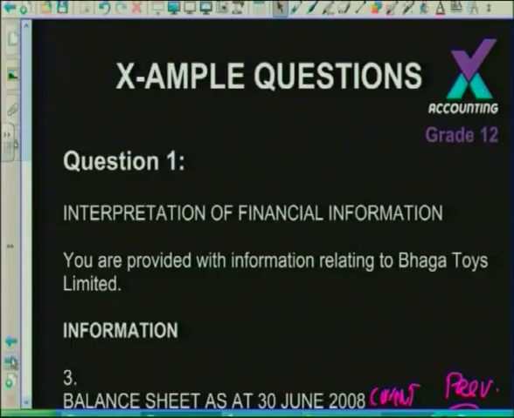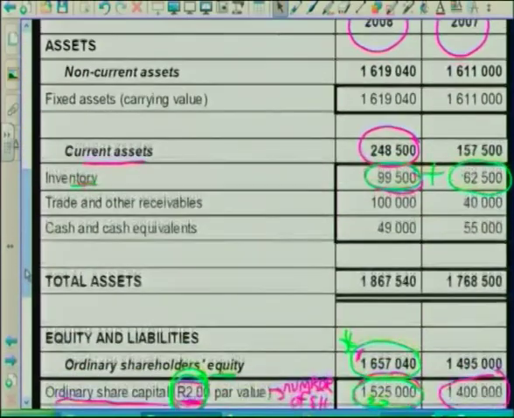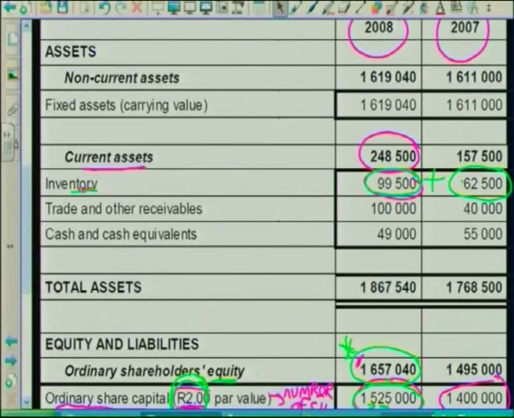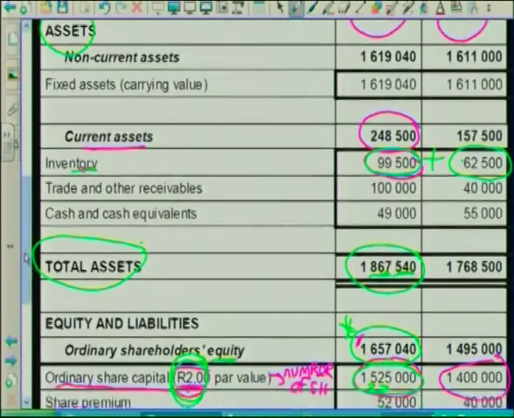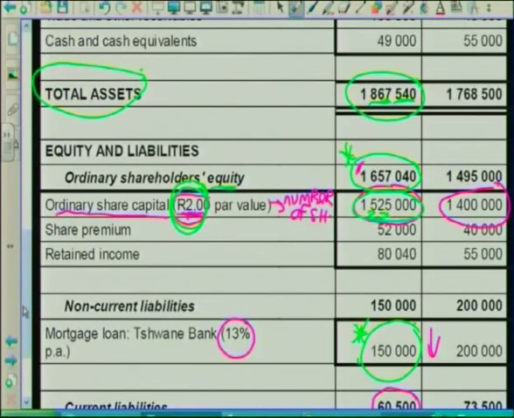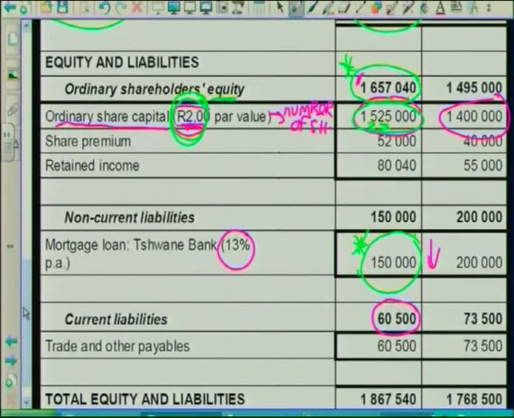Let's quickly find our balance sheet. In our balance sheet, it's very easy to pick up total assets, because there's our assets. Our total assets for 2008 is an amount of 1,867,540. So there's my total assets. I'm going to now compare my total assets to my total liabilities. Now, on the face of the balance sheet, I will not find total liabilities. But what is total liabilities? Total liabilities is your non-current liabilities plus your current liabilities. That added together gives me my total liabilities.